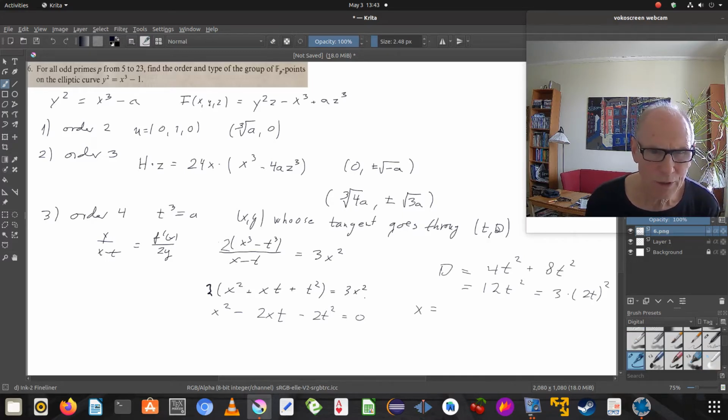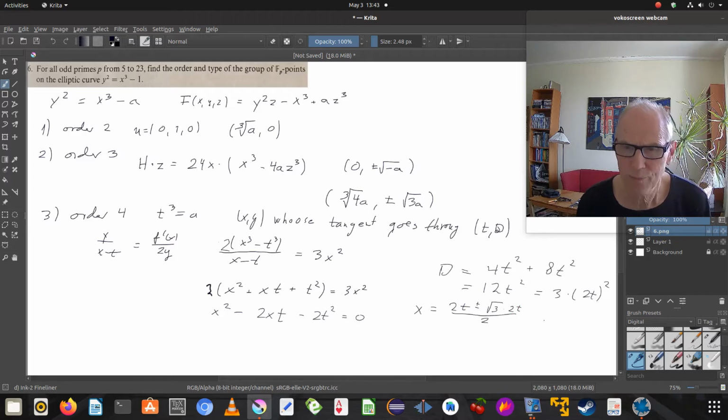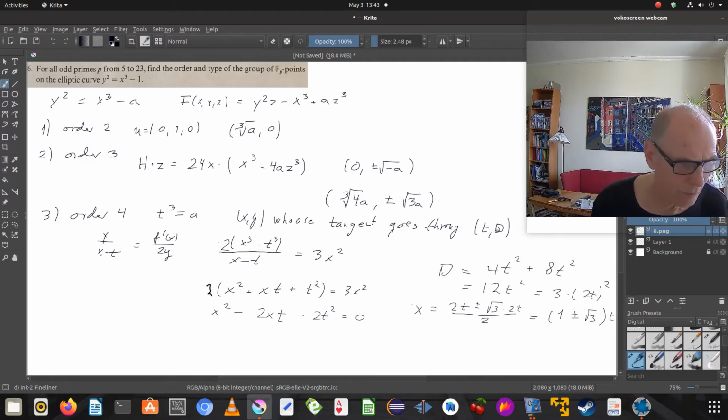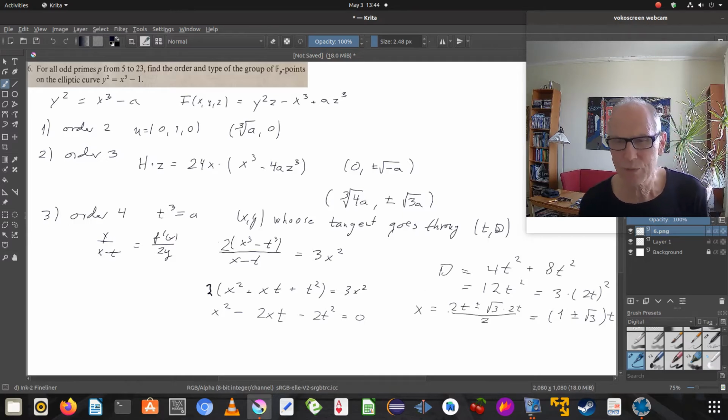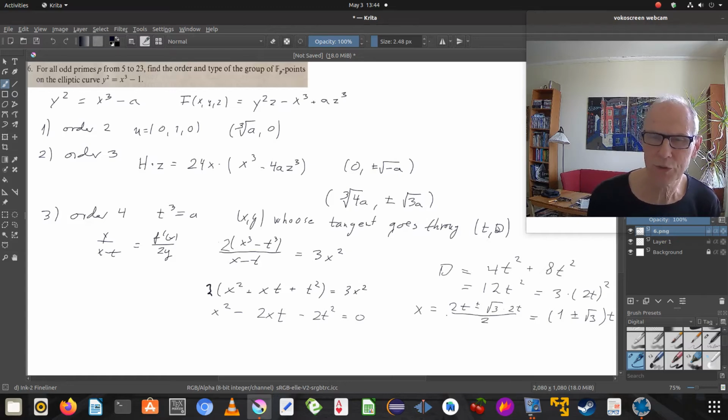2x to t and 3 minus 2. Yes, I think that's right. So it's 2t plus minus square root of 3 times 2t divided by 2. So it equals 1 plus minus square root of 3 times t, and then we need the equation for y as well, or should we compute it explicitly?